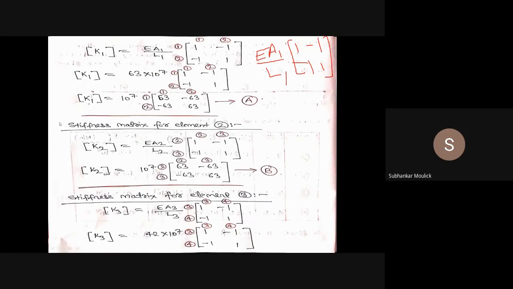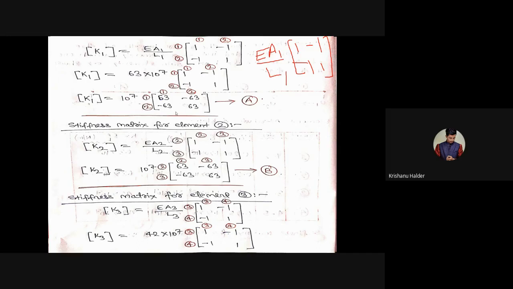So what we can do is multiply 63 with each element of the matrix. Then the final matrix is nothing but equation number A, that is 10 to the power 7, 63, minus 63, minus 63, 63. Is it clear so far till the first equation, equation number A? Yes, sir.